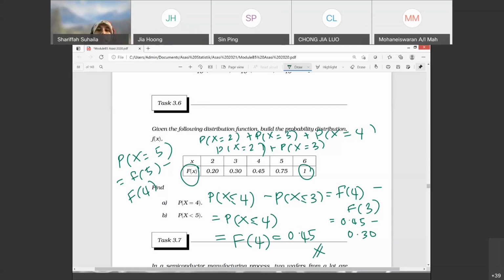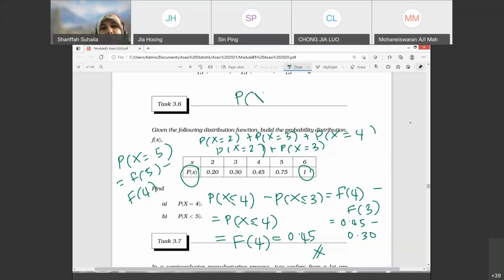Ataupun let's say if you want to find probability x greater than 5. So you will have 1, kalau nak guna konsep probability, 1 minus probability X less than or equals to 5. Sebab ini tak termasuk 5. So yang tinggal 6 je lah. Ataupun konsep dia sebab dia adalah kumulatif. So 1 minus probability X less than or equals to 5. So you will have 1 minus capital F5.